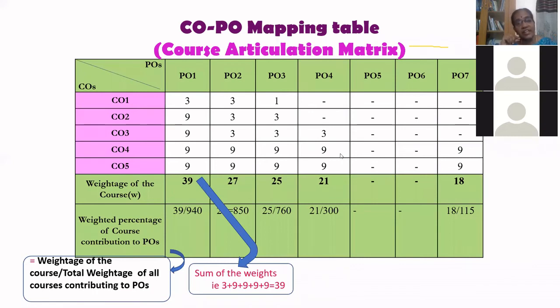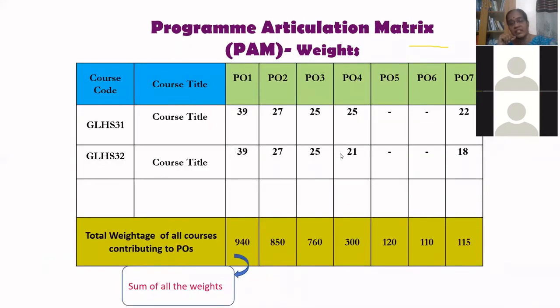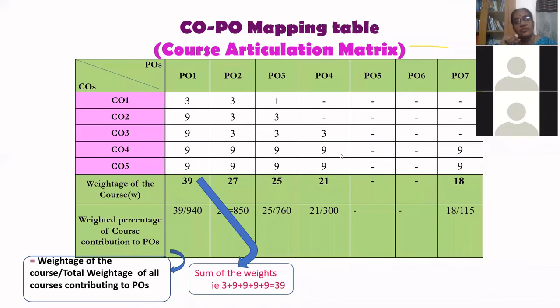So you have to calculate the weighted percentage as 39 by 940 into 100. It is because it is weighted percentage. For the next one, the total weightage in PO2 is 850, so 27 by 850 into 100. Third one, 760: 25 by 760 into 100. And fourth one, 21 by 300 into 100.